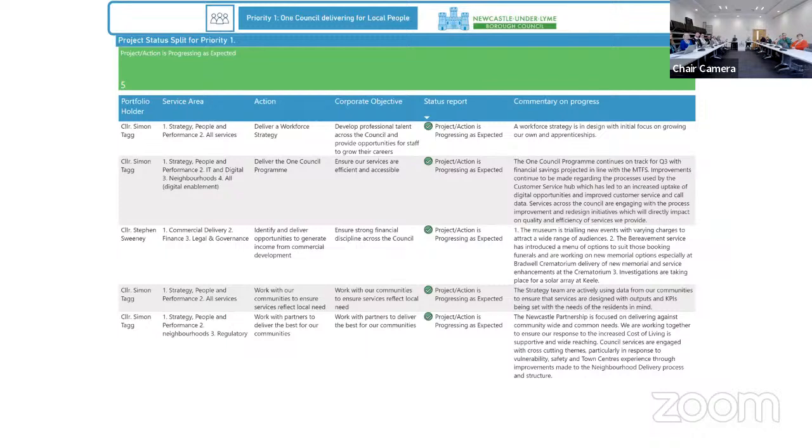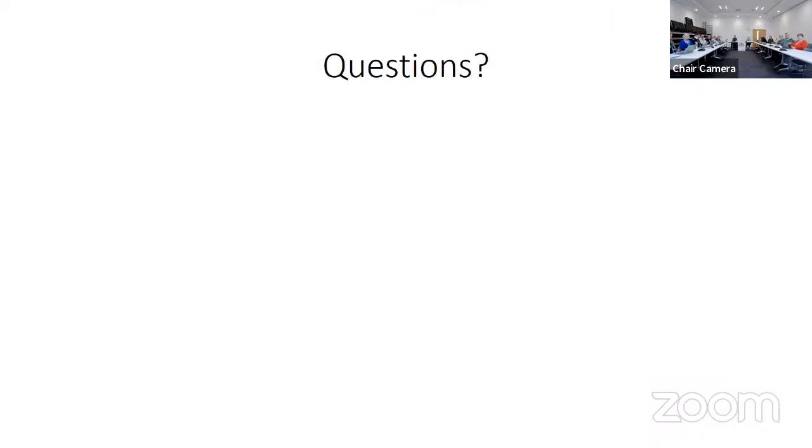If it was red, then it would mean the project was in serious danger of not being completed. So we're hoping not to see any of those. And then once the projects are completed, it'll get turned blue. And then the final column is just giving you the commentary on what progress we've made towards that. So it's a bit of a whistle-stop tour, but hopefully it's giving you some clarity around where we're going with reports. I'm happy to take any questions.